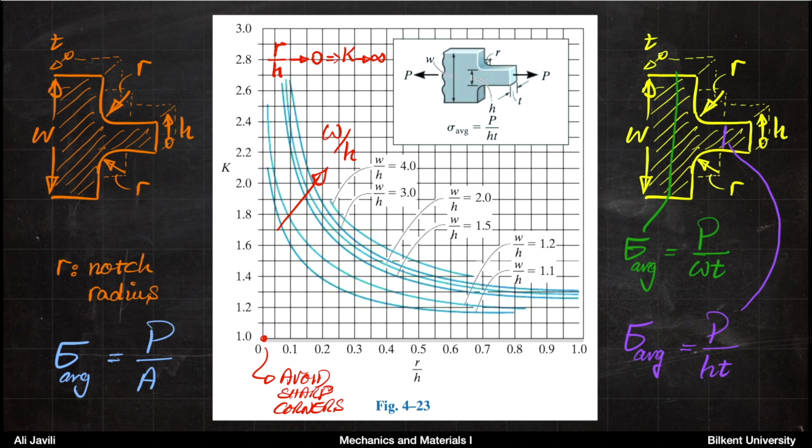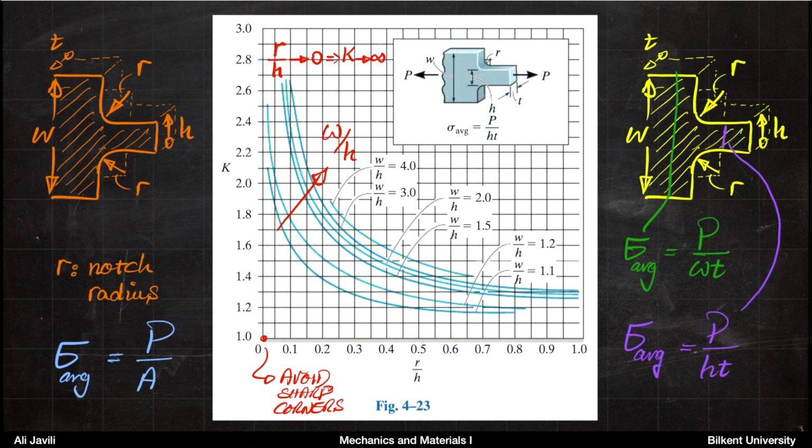Another thing is that you can see that if the ratio between the two parts, W over H, increases, the stress concentration factor also increases. And that sort of makes sense, because you can imagine in the limit when W over H is 1, this would be just a uniform sample, so the stress concentration factor should be 1. Okay, so if W over H is 1, then you should just get the horizontal line.